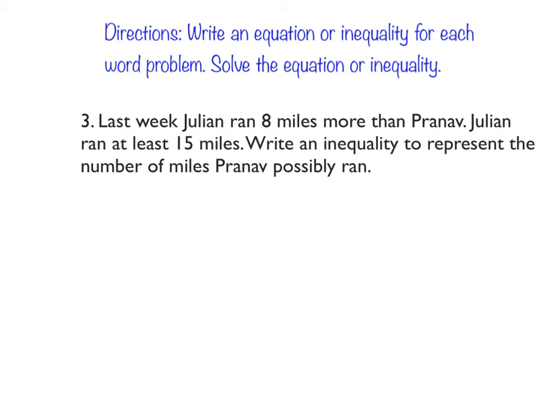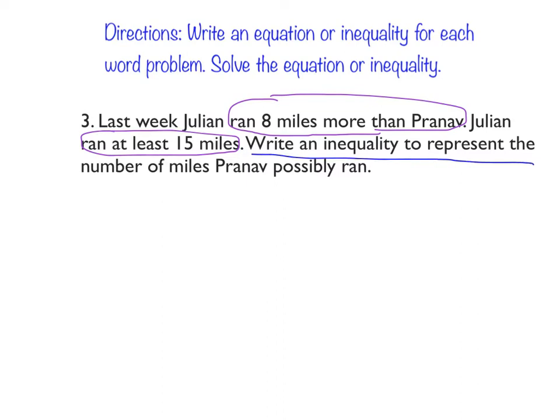So some important things that I'm reading here is Julian ran 8 miles more than Pranav, and Julian ran at least 15 miles. The question they want me to do is to write an inequality. So I do not know how much Pranav ran. So Pranav is going to be my x. So x, and he ran 8 more, so that's going to be plus 8. And Julian ran at least 15 miles.